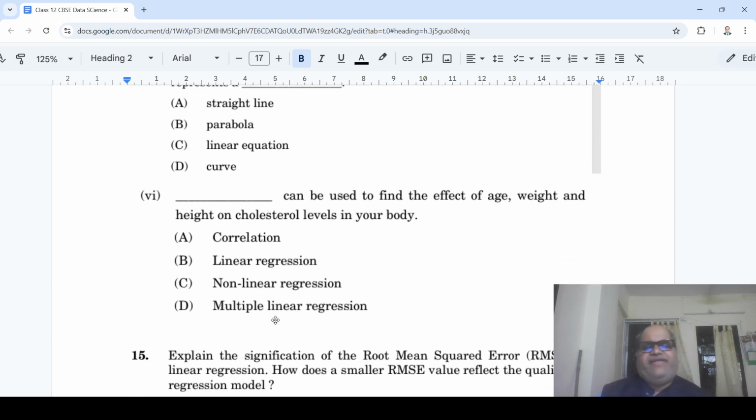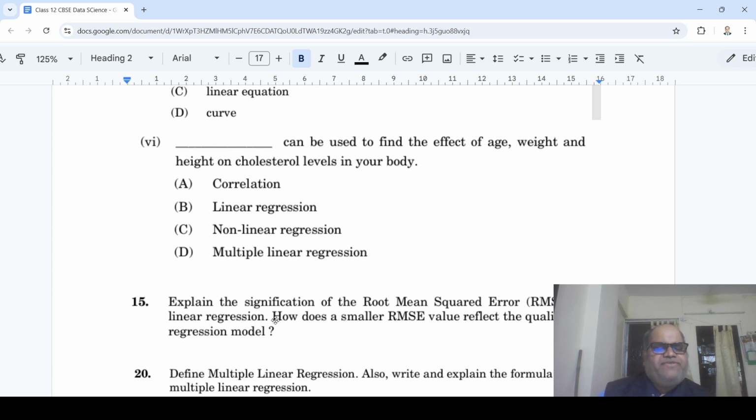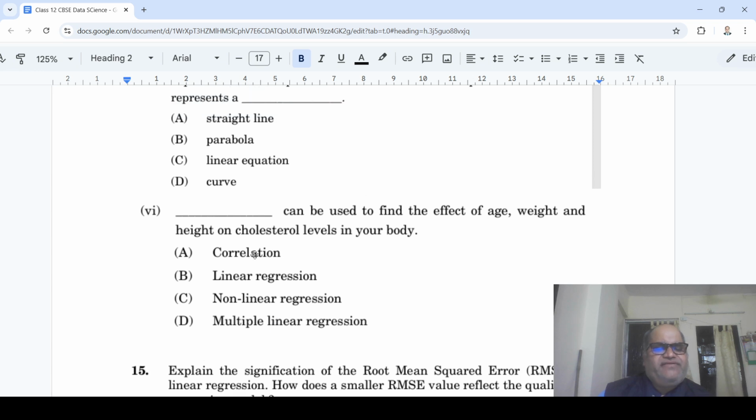What can be used to find the effect of age, weight, and height on cholesterol level in your body? This could also be a practical example that we were talking about some time back. You can use multiple linear regression. You can assume that the relationship is linear, and you can use it to figure this out. You might ask, why not correlation? Because this is not about finding correlation. Why not simple linear regression? Because there is more than one variable.